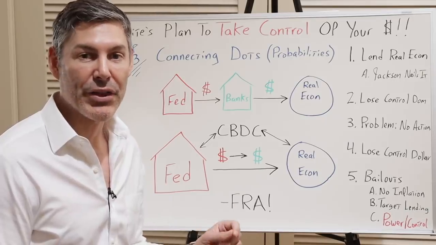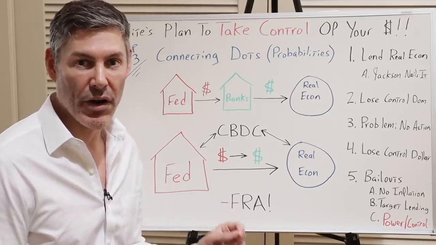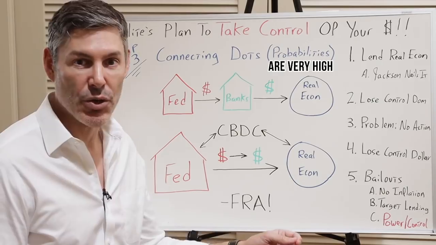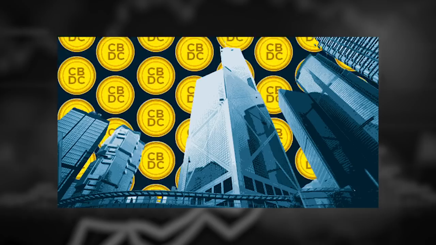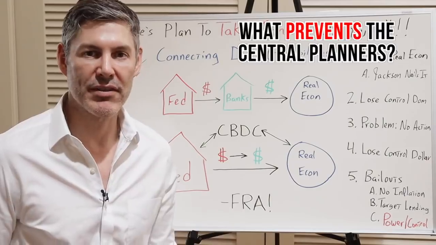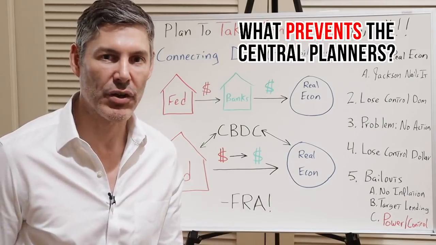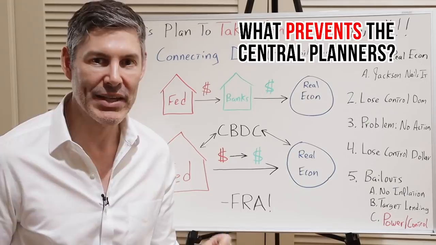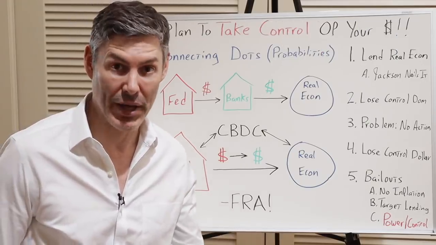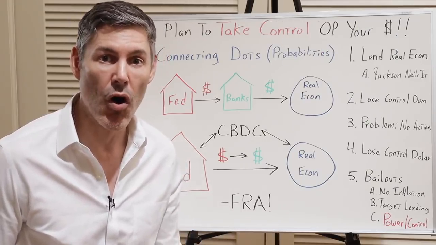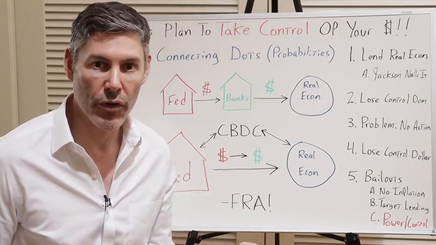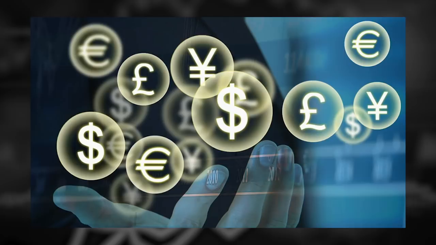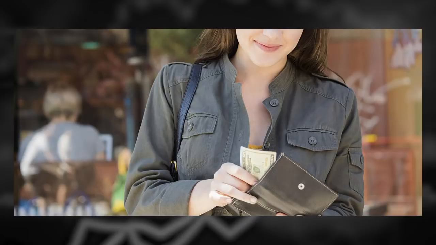And this is why I think the probabilities are very high that we see a Fed coin and multiple central bank digital currencies in the future. So what prevents the central planners from executing this central bank digital currency game plan that will give them all of the power and the control over the global monetary system, and more importantly, your money?